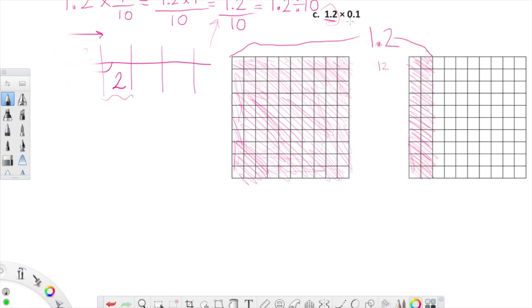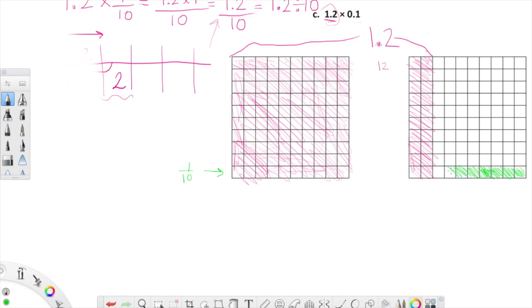Now we need to shade in just one row. We're looking for 1/10. 1 row represents 1/10 because there are 10 rows. So our denominator is 10, and I'm just shading in one of those rows. So the numerator will be 1.